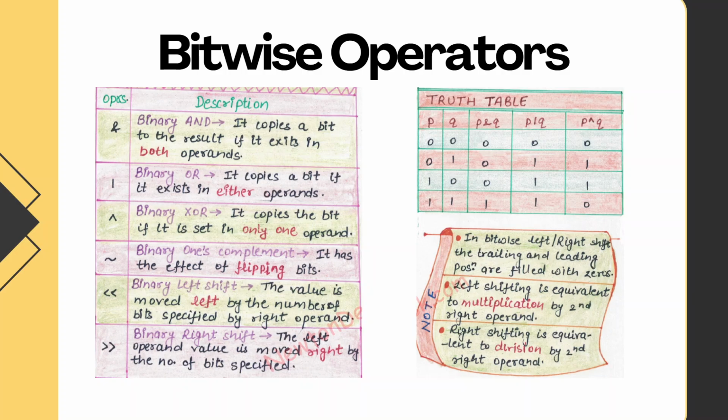For p or q, we get the output 1 when either of the operands is 1, or else we get 0. In bitwise left and right shift, the trailing and leading positions are filled with 0. Left shifting is equivalent to multiplication by 2 to the power of the second right operand. Right shifting is equivalent to division by 2 to the power of the second right operand.